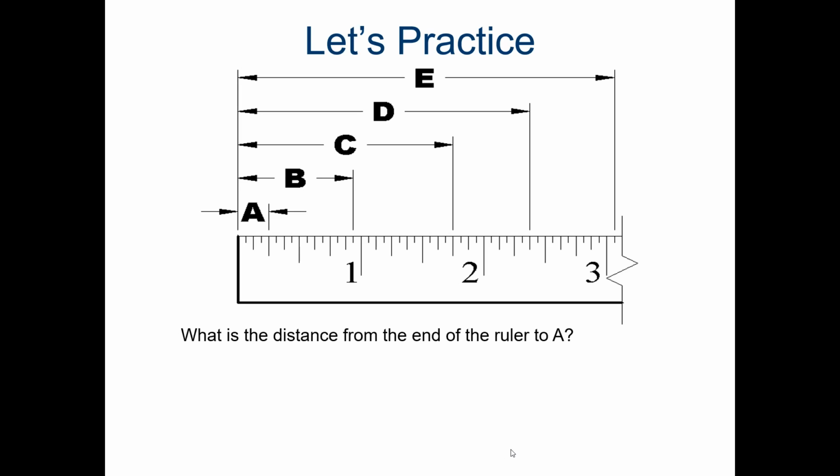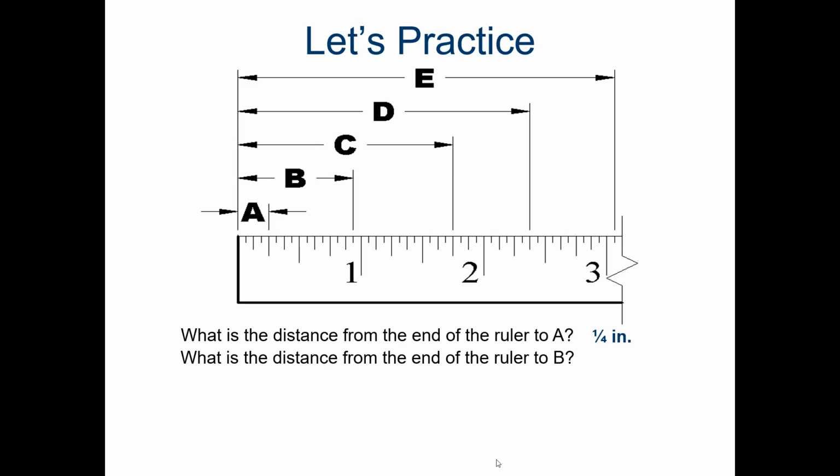What is the distance from the end of the ruler to A? It's 1/4 of an inch. So look, we'd have a 0 for the total number, right? We know the denominator, the bottom number, is 16. We count over 1, 2, 3, 4 spaces. We have 4/16, which is 1/4, right?